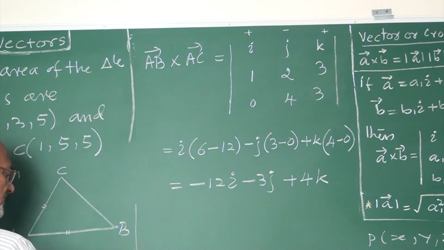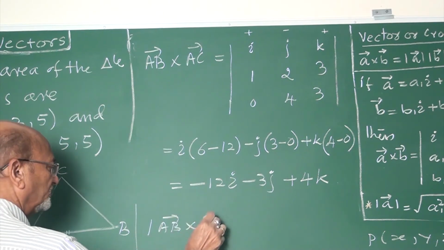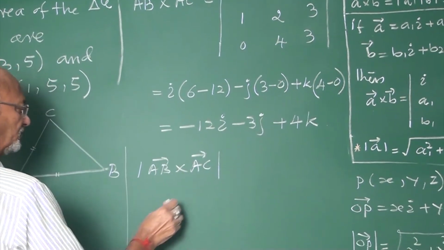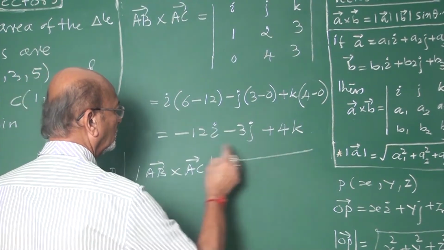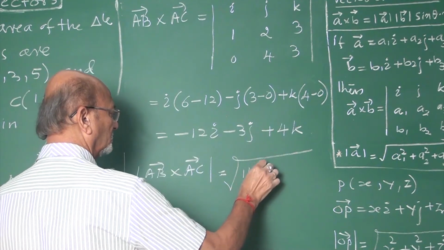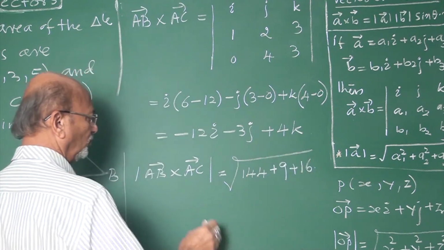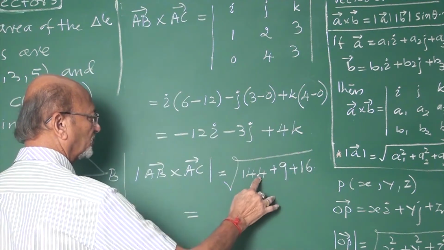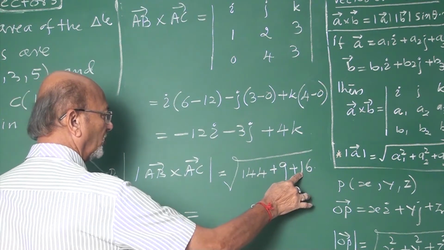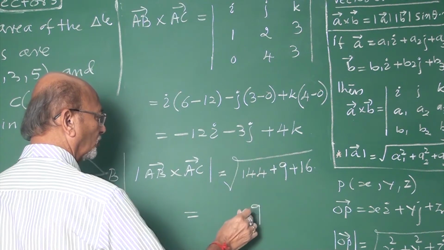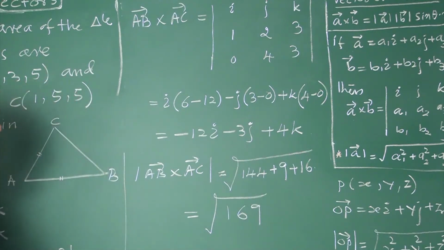Then you have to find the magnitude. Magnitude of AB cross AC. Yes, friend, this is square root of minus 12 whole square, minus 3 whole square, plus 4 whole square, equal to 6 plus 4, 10, 10 plus 9, 19, 1 plus 1, 2, 2 plus 4, 6, 1. It is square root 169.